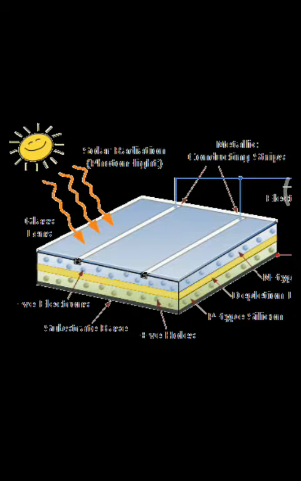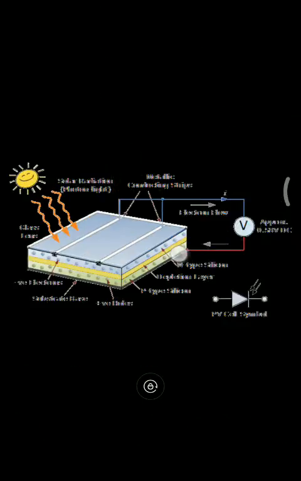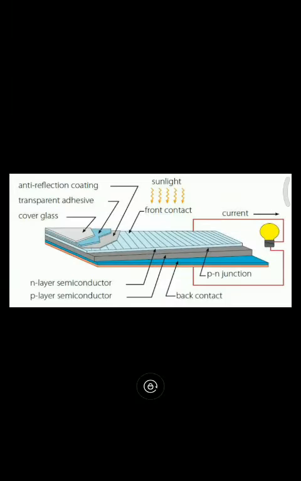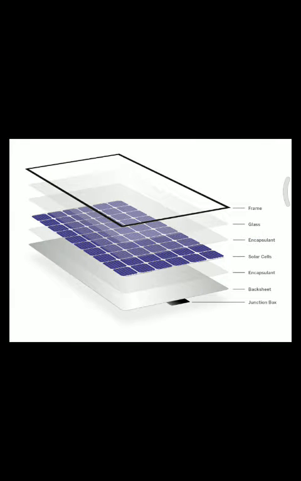So you see this structure of the solar panel: N-type layer, anti-reflection coating, sunlight, transparent adhesive, front contacts, N-type layer, P-type layer, back contact. After connecting the cells in series, we'll see how the module becomes. The cells will be placed on tempered glass, and then we will see the frame, glass, encapsulant, solar cell, encapsulant, backsheet, junction box.